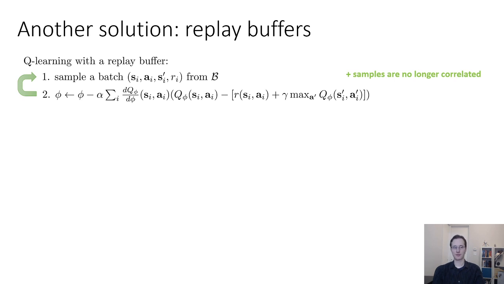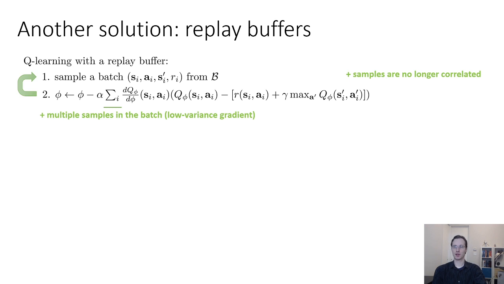In step 1, instead of actually taking steps in the real world, we simply sample a batch, multiple transitions, Si, Ai, Si prime, Ri, from our buffer, which I'm going to call B. And then in step 2, we sum up our gradient over all of the entries in that batch. So each time around this loop, we might sample a different batch, but we sample it IID, independently and identically distributed, from our buffer, which means that our samples are no longer correlated. And then the only question we have to answer is, where do we get our buffer?